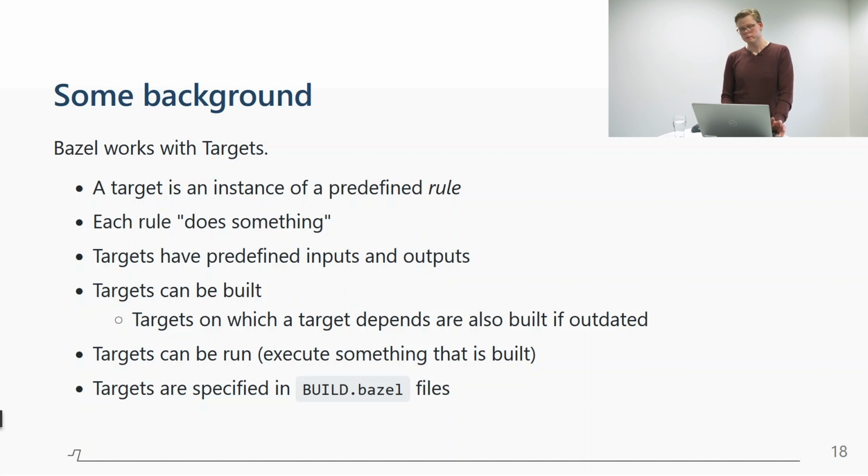And targets can be built. That means you can just make an FPGA bit stream, for example. Other targets on which the target that you want to build depends will also be built if they are outdated. And targets can also be run, which is usually used in software development. So you build a piece of software and then you can run it to test it, for example. All targets are placed in build files, which are text files that use a Python-like syntax, where you put all those targets.